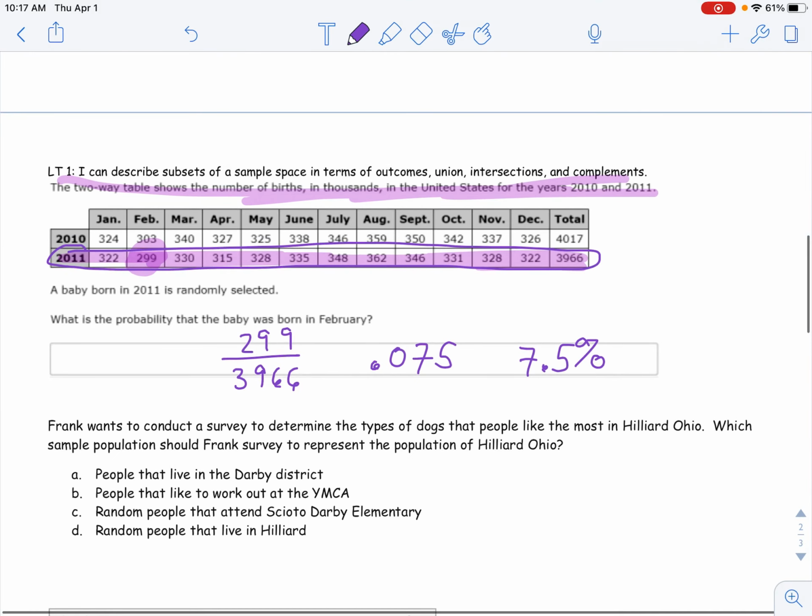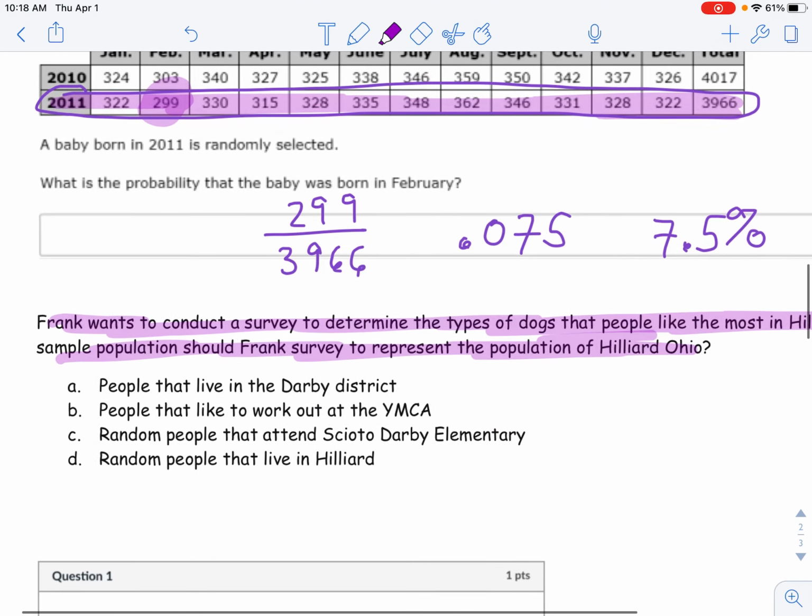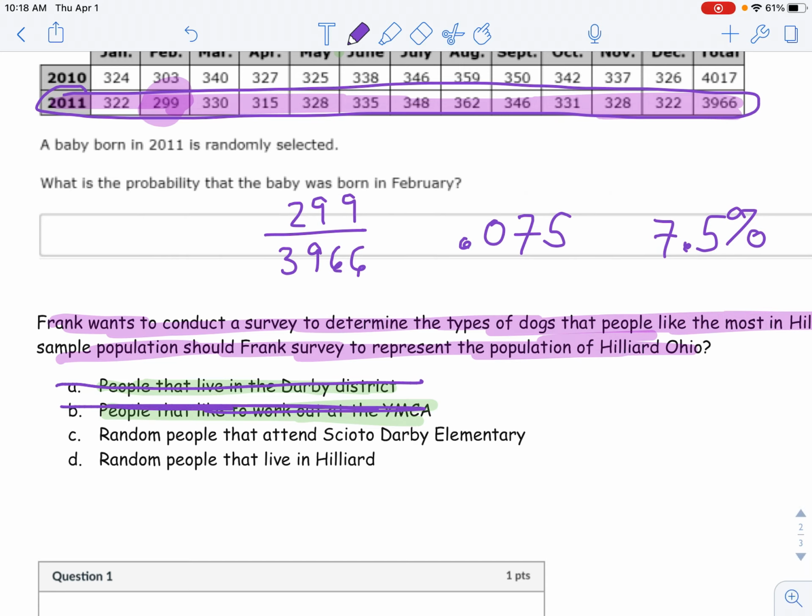All right, and then this last one, talking about sample spaces again. Frank wants to conduct a survey to determine the types of dogs that people like the most in Hilliard, Ohio. Which sample population should Frank survey to represent the population of Hilliard, Ohio? People that live in the Darby district? Well, what about the people that live in the Bradley or Davidson district? They're not represented, so that one's not good. People that work out at the YMCA? Well, there's other gyms in Hilliard, Ohio. There's Planet Fitness. Maybe you just work out at Darby.